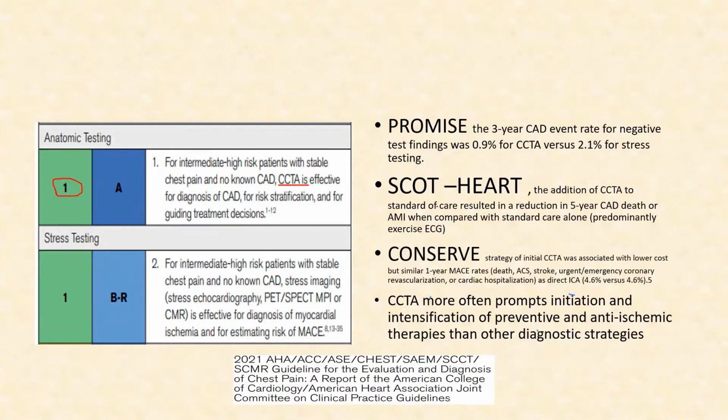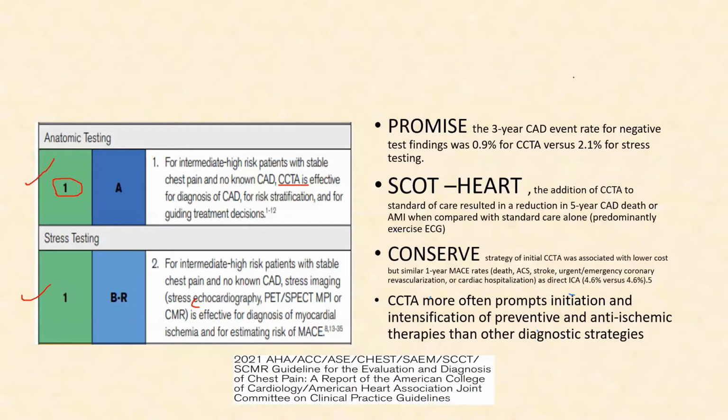But if you read between the lines, if they put CTA alone and the rest of stress testing on another side, that means they are implicitly giving a priority for cardiac CT. Or else they would have put cardiac CT here and we are done. But they put CTA alone. And that is based on what? That is based on a legion of clinical trials, like PROMISE, SCOT-HEART and CONSERVE.